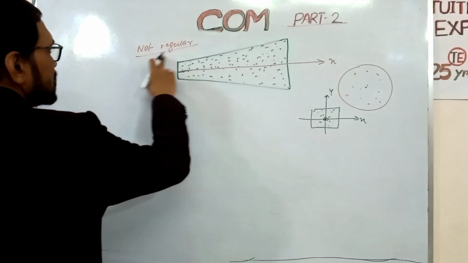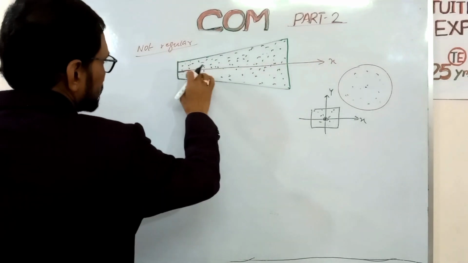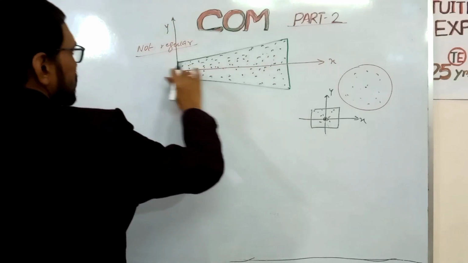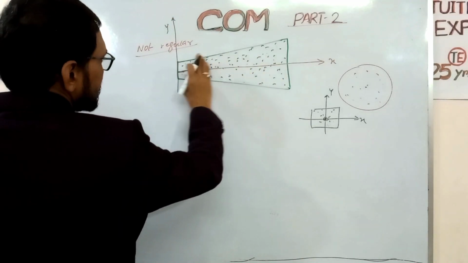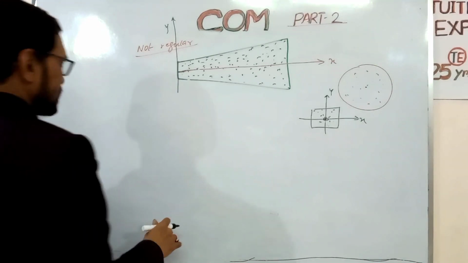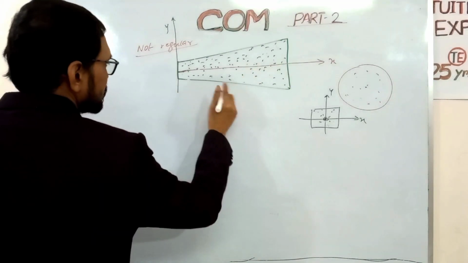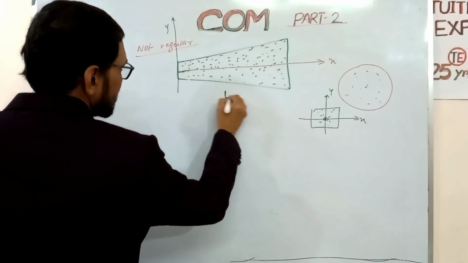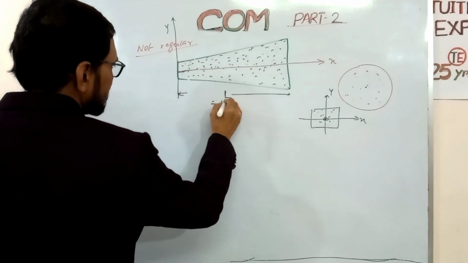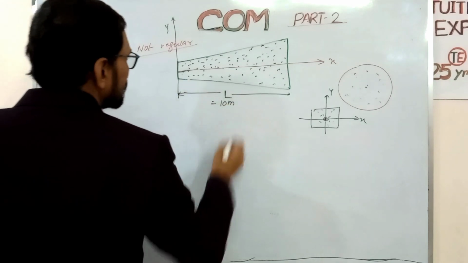Now this is not regular. As we move along the x-axis, the mass of the body continuously increases, so this is not regular. To find the center of mass, suppose this body has length L equal to 10 meters.